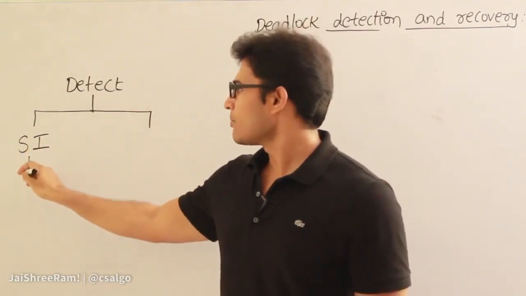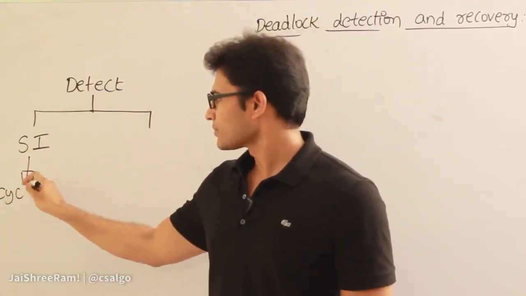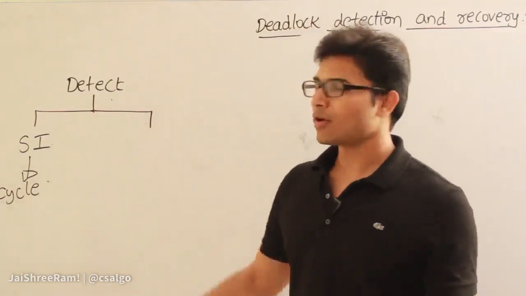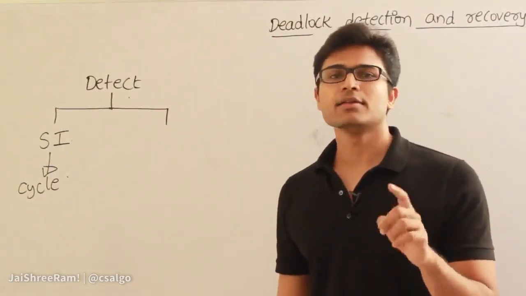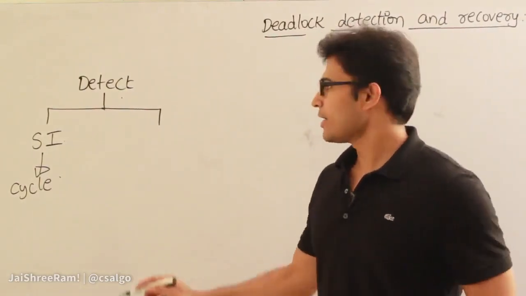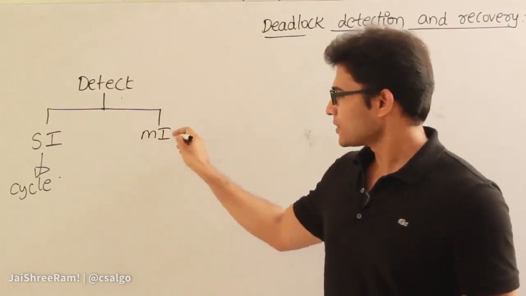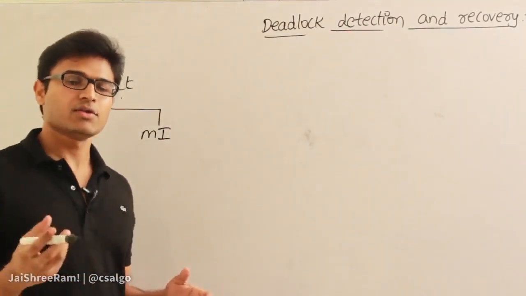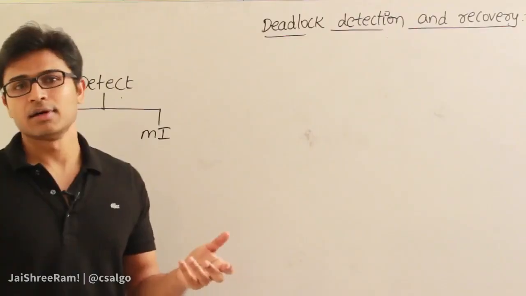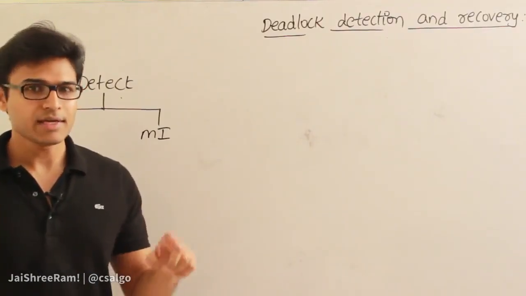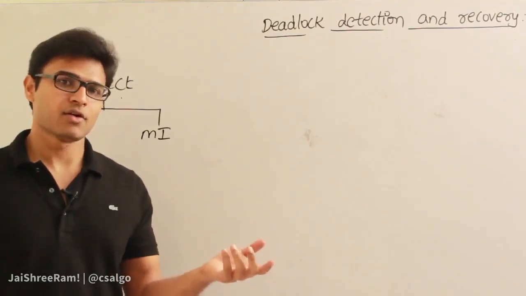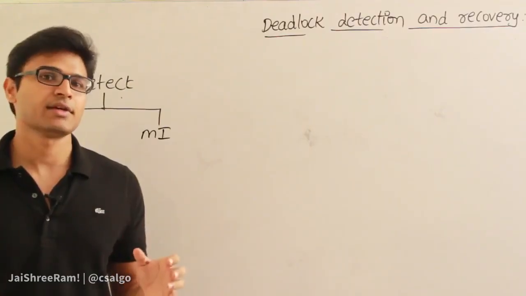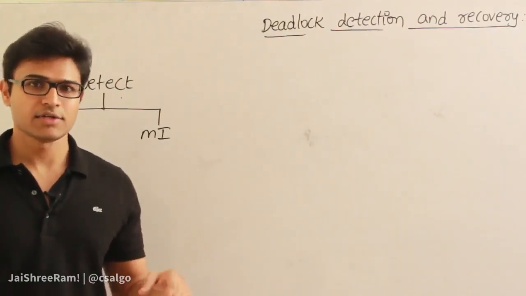How can you detect it? By detecting the cycle, isn't it? If you see a cycle in a single instance resource allocation graph, then there is a deadlock. That is how your operating system is going to detect a deadlock in case of single instance resources, right? And the other one is multi-instance resource types. If each resource has multiple instances, then you have to detect the deadlock, but a cycle will not imply the deadlock, which means a cycle is just a necessary condition but not a sufficient condition, right?